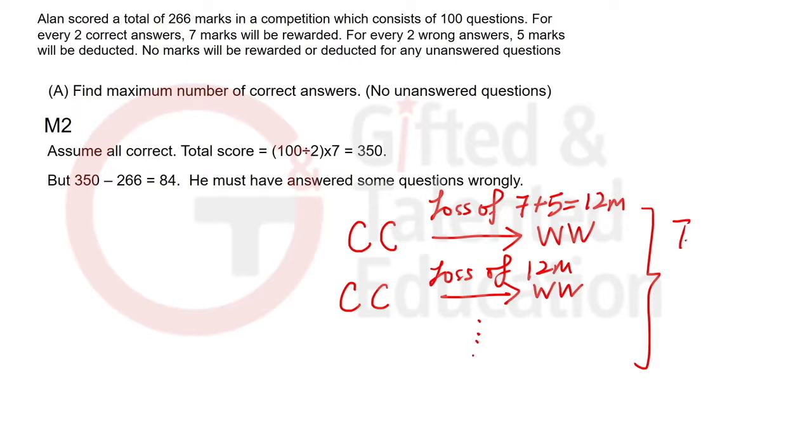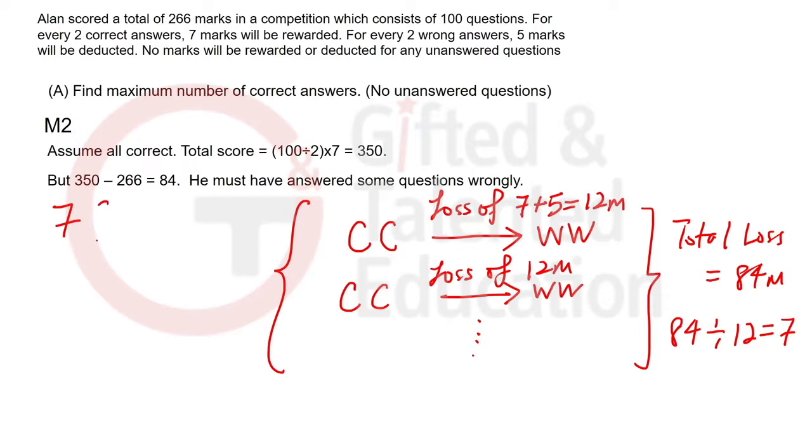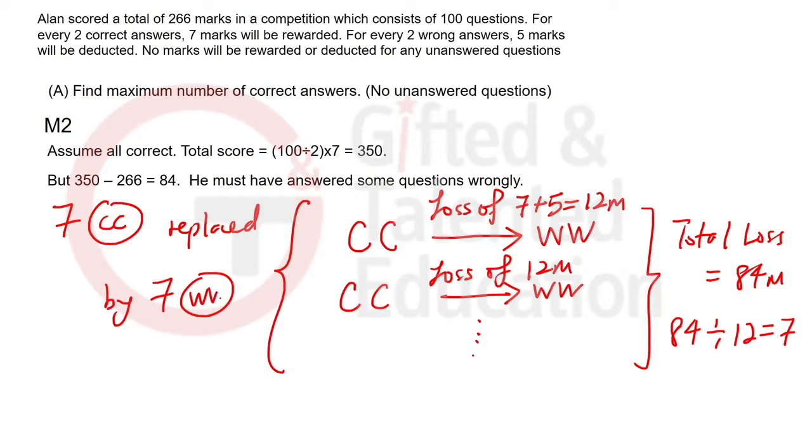We know that the total loss is equal to 84 marks as a result of answering some questions wrongly. So the goal is to find out how many pairs of correct answers are being replaced by how many pairs of wrong answers. We can do so by taking 84 divided by 12 to give us 7 such pairs, which means that we have replaced 7 pairs of correct answers by 7 pairs of wrong answers.